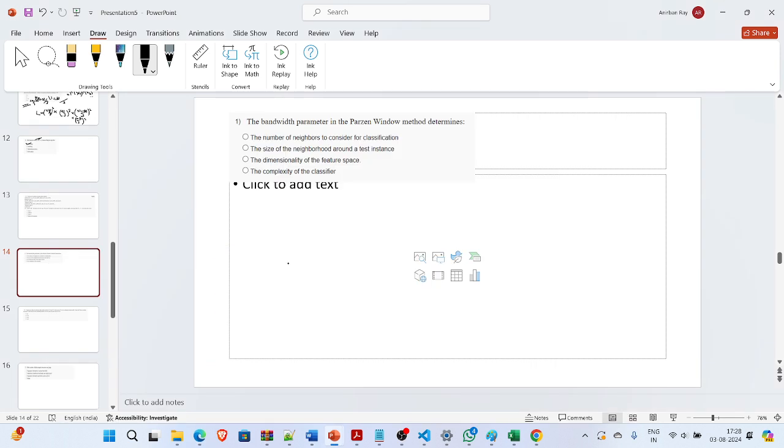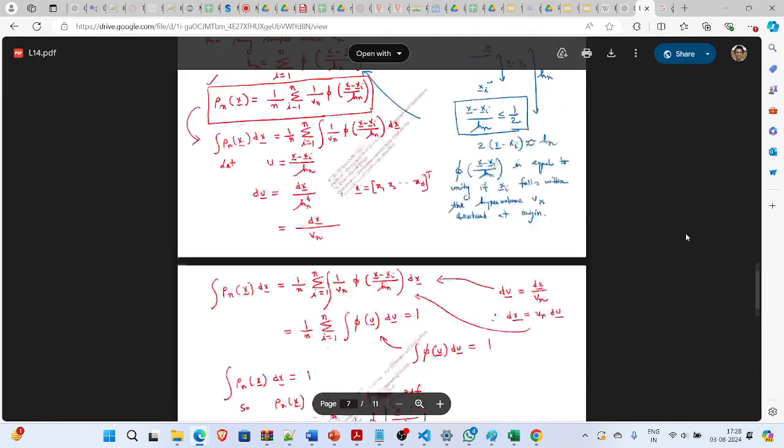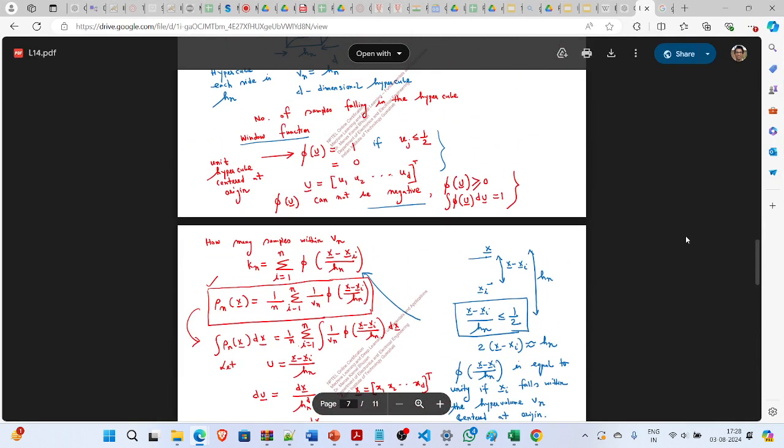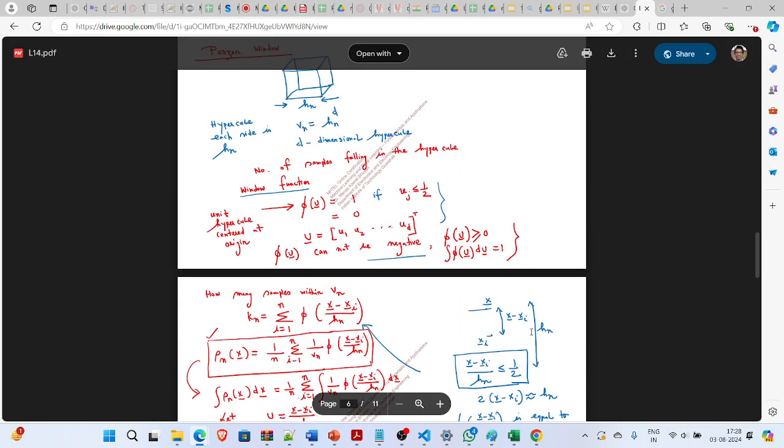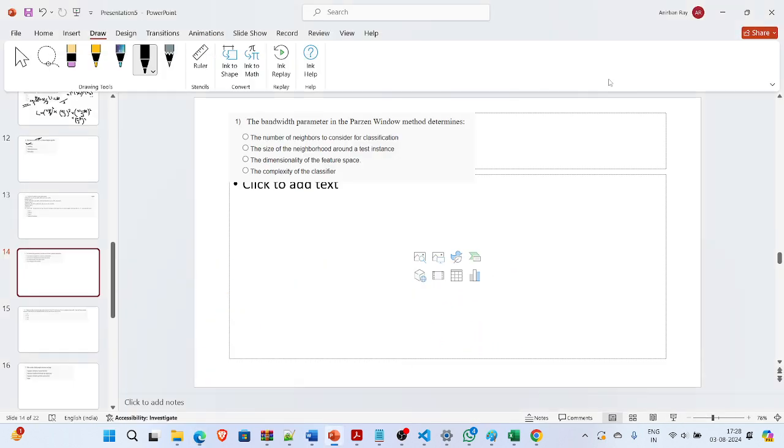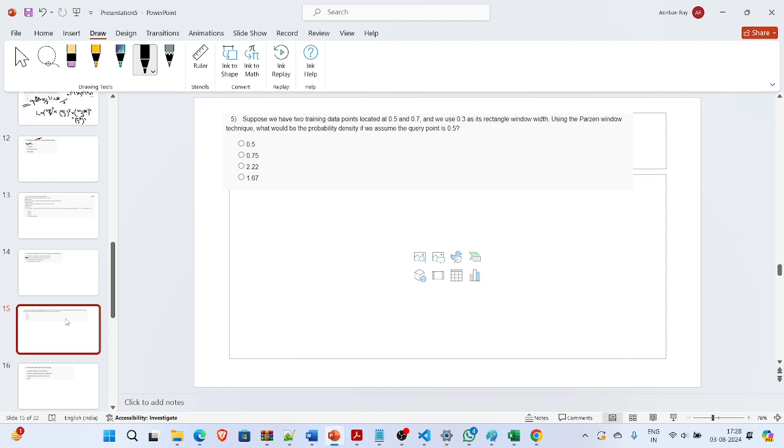Let's move on. The size of the bandwidth parameter, that is this one. I think this is the one. It is the size of the neighborhood, like for KNN, the size of the neighborhood around a test instance. So how much size do you want? That is the definition actually, so nothing can be done about this.